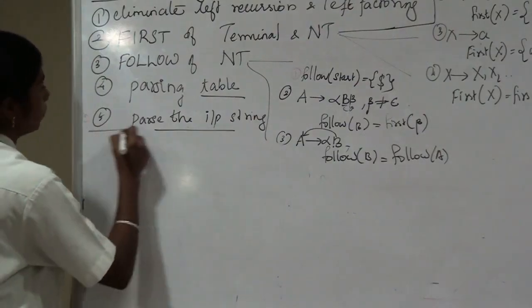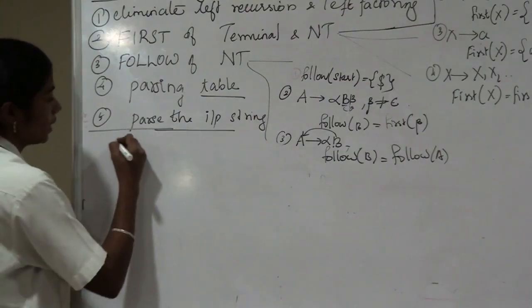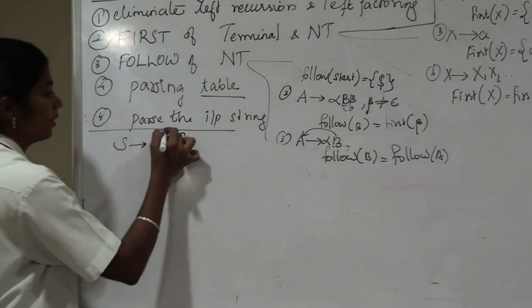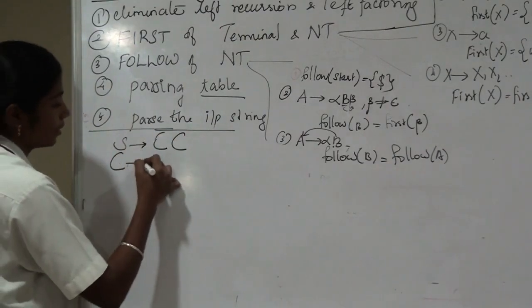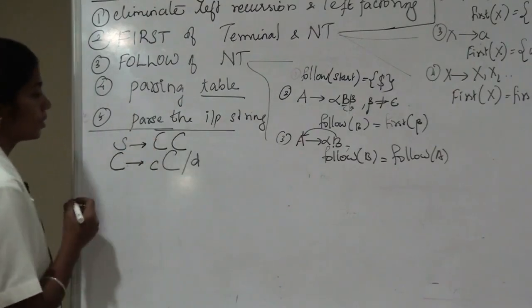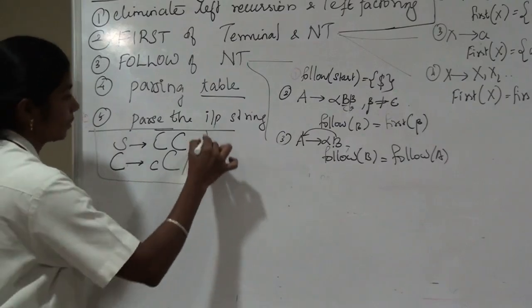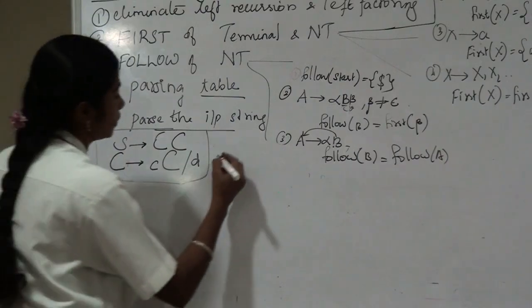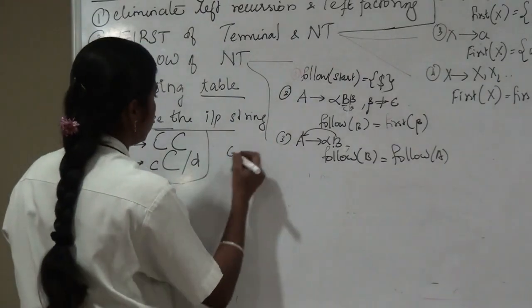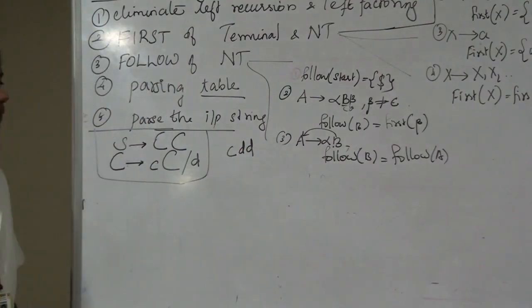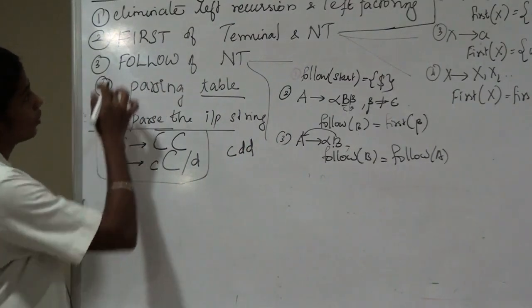So I have a problem. S derives capital C capital C, and capital C derives small c capital C or d. This is my problem. You have to use LL(1) parsing and find out whether the string c d d is accepted by this grammar or not. This is my question.